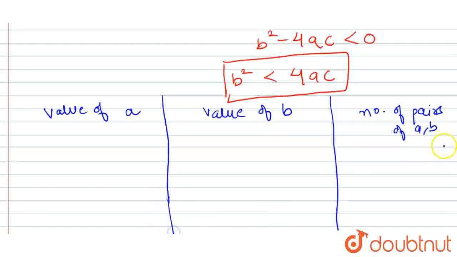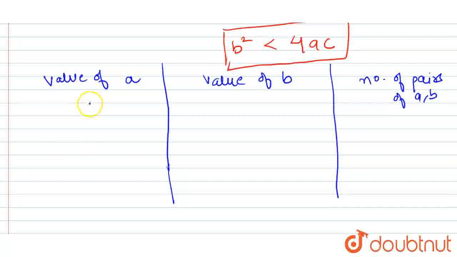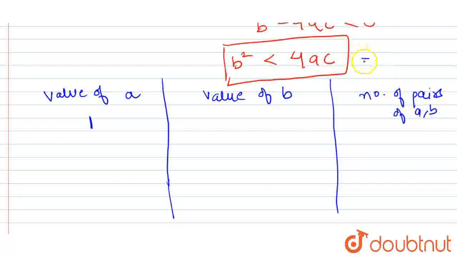Now let us try to put a equal to 1 first. When we put a equal to 1 and c is already 1, this condition becomes b^2 less than 4a. Now when we put a equal to 1, 4 into 1 is 4. So how many values of b would be there for which b^2 is less than 4? If we put b equal to 1, we get 1. If we put b equal to 2, we get 4, and is 4 less than 4? No, this is not correct, 4 is equal to 4. So we will have only one value of b for which a equals 1.